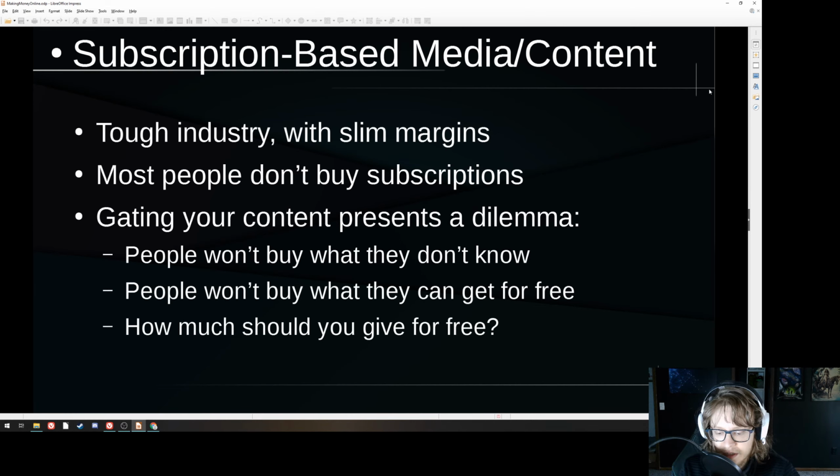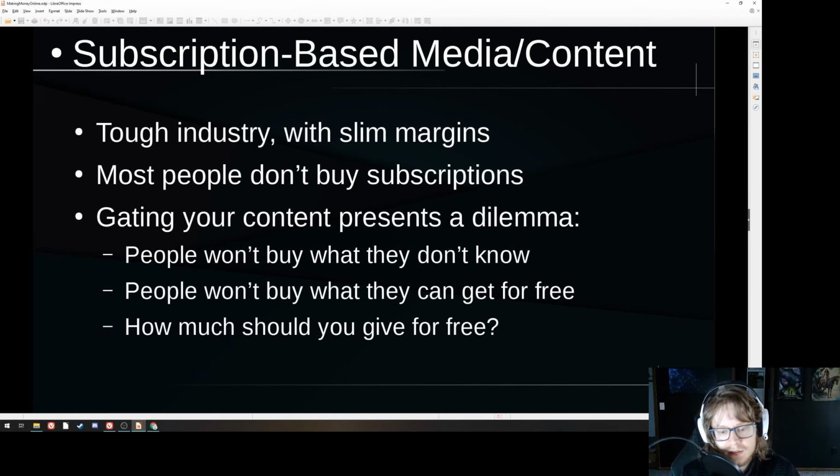All right, your next way to make money on the internet, let's say that you don't want to do advertising, so of course you go for the next best thing, which is to try to sell people a subscription to your service. You can consider this something like the Patreon model, but this is also how most newspapers and other media companies make their bread and butter. They try to get subscribers to pay a small monthly fee. This is a really tough industry to be engaged in with really, really slim margins.